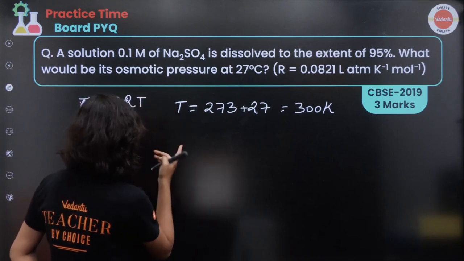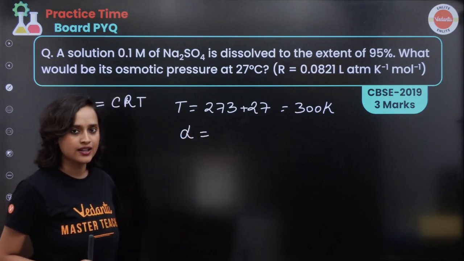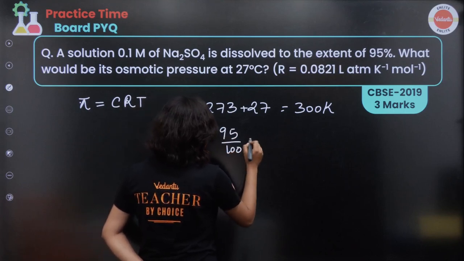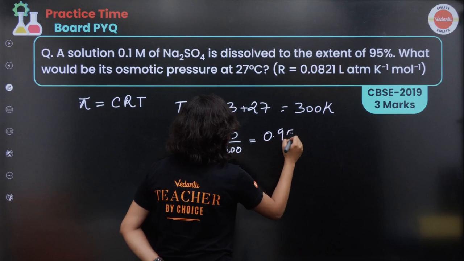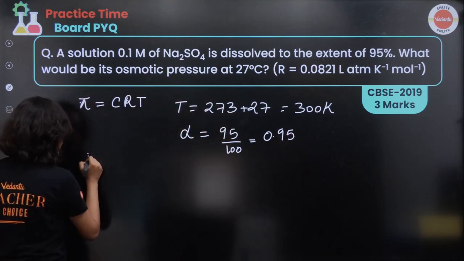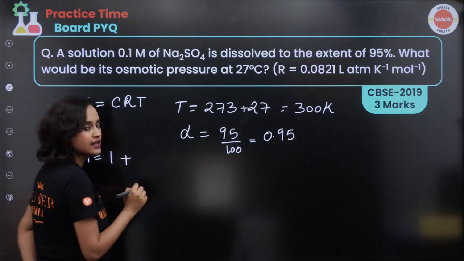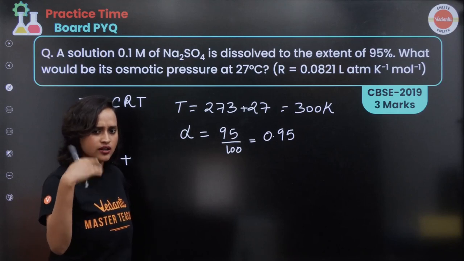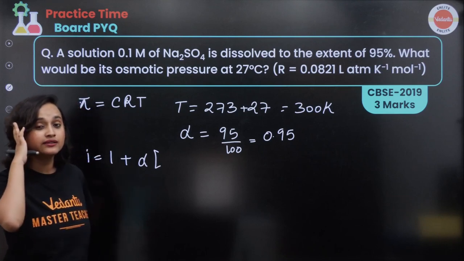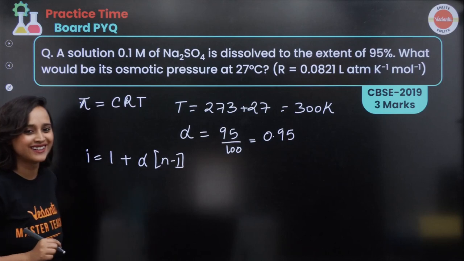Now, we are given 95%. So, that means alpha is equal to 95 by 100, am I right? Which is equal to 0.95. Right? Yes. Now, Van 't Hoff factor. I is equal to what? 1 plus alpha, N minus 1. Yes, very good. I'm assuming that you're telling me the answer.